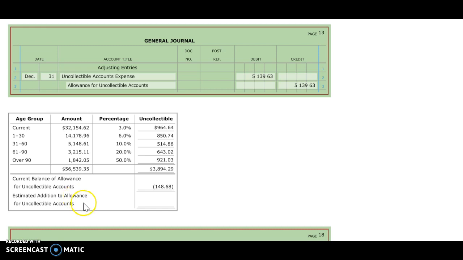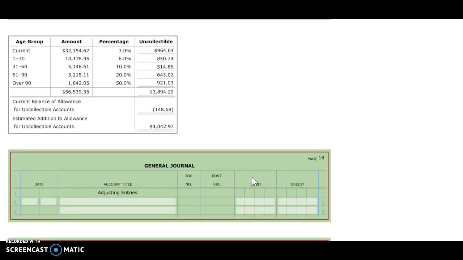Since we have a debit balance, what that's telling us is that last fiscal period we used over the amount than we actually had. So this fiscal period, we're going to have to put this amount back in, plus this amount that we need for this fiscal period to be uncollectible, or that we're estimating will be uncollectible. So instead of subtracting, I'm actually going to add these two numbers together. So my total that I will put in there is going to be $4,042.97.